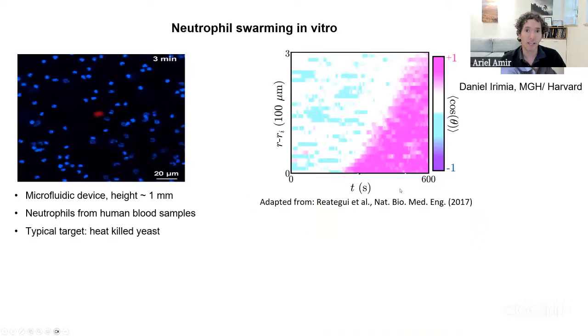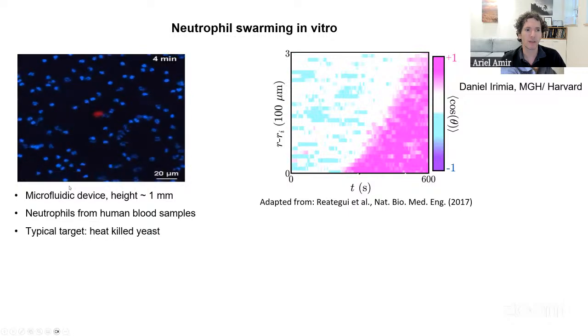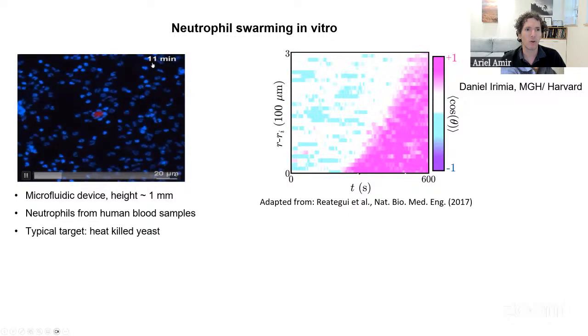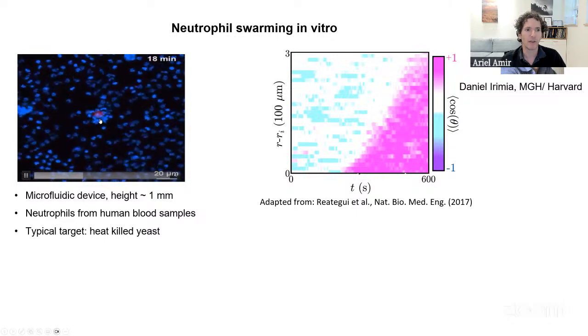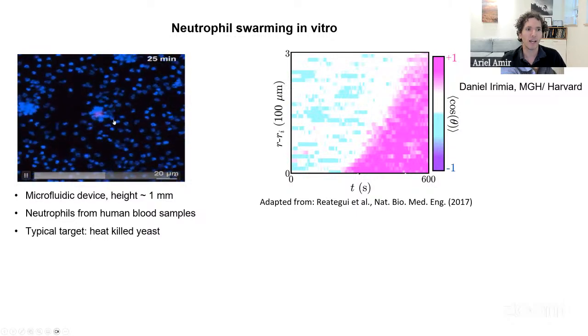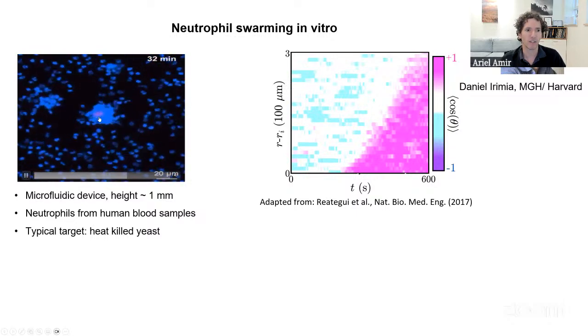Okay, and this can also be done in vitro. So this is a study from Daniel Irimia's lab at Harvard Medical School. So it's a microfluidic chip. You insert into it neutrophils from human blood donors, and this is a fungal target. So it's a Candida in this case, and you see very similar phenomena that within the course of minutes, the neutrophils accumulate at the fungal infection site.